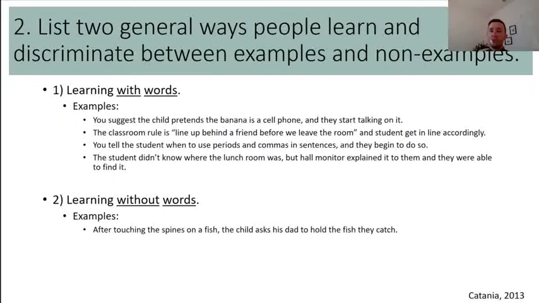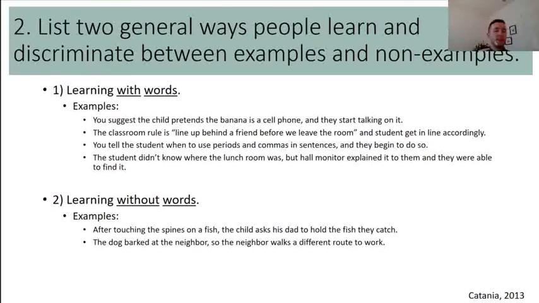and they catch a fish, and the fish has spines on it, and the kid picks up the fish, but after touching the spines on the fish, which hurt, the child asks his dad to hold the fish they catch. So notice that this behavior of asking his dad to hold the fish was evoked, or a similar word, triggered by being poked by the spines on the fish. So that didn't involve words. That change in behavior didn't involve words.